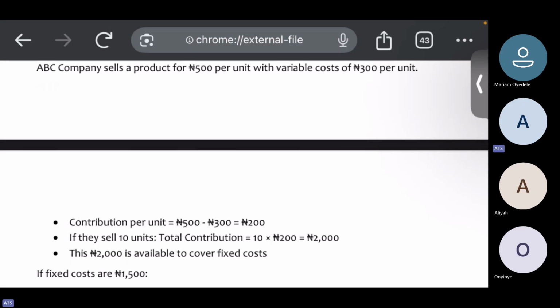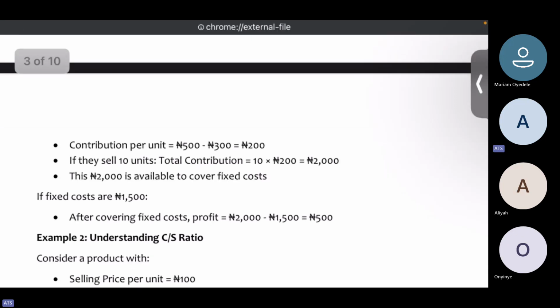Are you with me? Yes, 2,000. Yes. So if one unit contributes 200 naira, that means 10 units will contribute 2,000. So your total contribution as a business at the end of that year is 2,000 naira. That is what you have to contribute towards fixed cost.